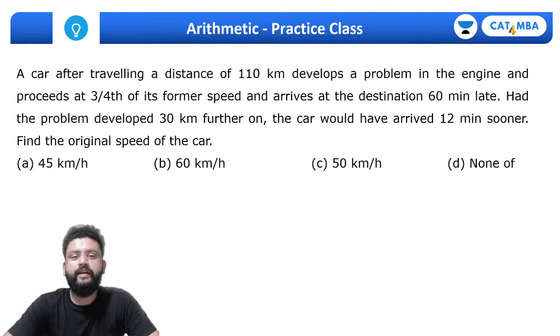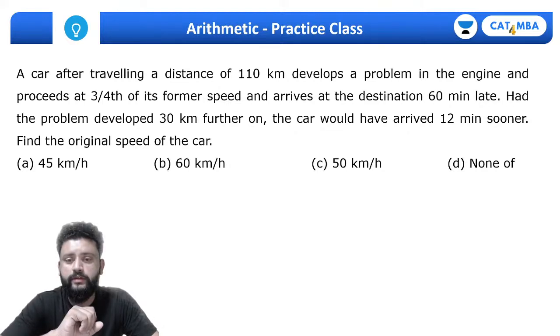A car after traveling a distance of 110 km develops a problem in engine and proceeds at 3/4 of its former speed. Means definitely the speed is decreased, so definitely it will be late. And arrives at the destination 60 minutes late. Had the problem developed 30 km further, the car would have arrived 12 minutes sooner.